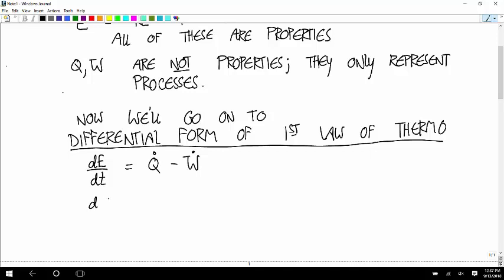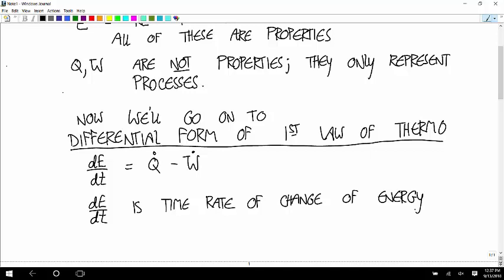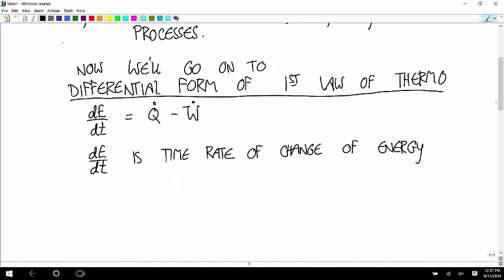And so dE/dt is the time rate of change of the energy. Okay, so the time rate of change of the properties that make up the energy. And it's equal to, you can break it up into the time rate of change of the kinetic energy plus the time rate of change of the potential energy plus the time rate of change of the internal energy. And each of these individual terms is a time rate of change of a property.